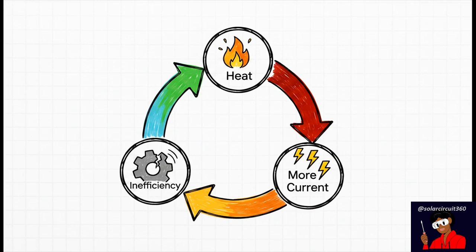And this is where it enters a death spiral. A really vicious feedback loop kicks in. The heat from that first failure makes the whole system less efficient. To make up for it, the inverter has to pull even more current to power your stuff. But guess what? More current creates even more heat, which leads to more inefficiency, and on it goes, accelerating until the whole thing just gives up.